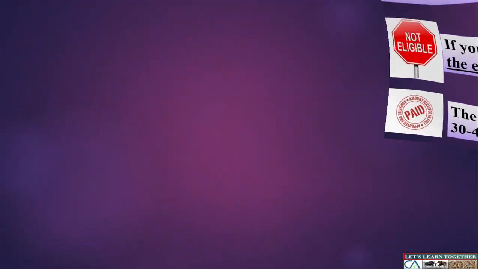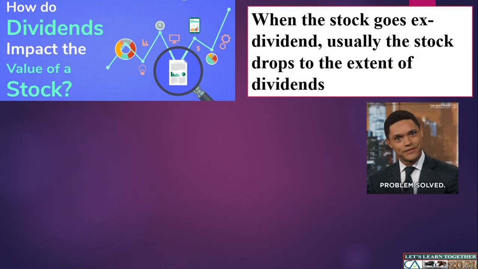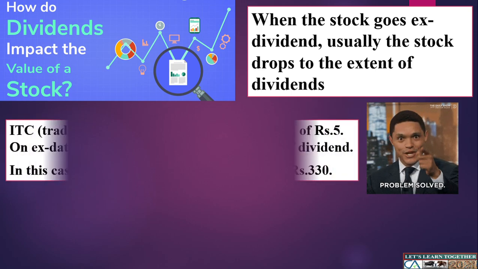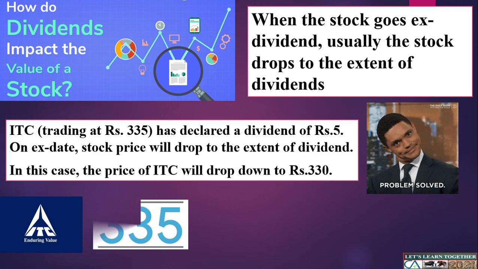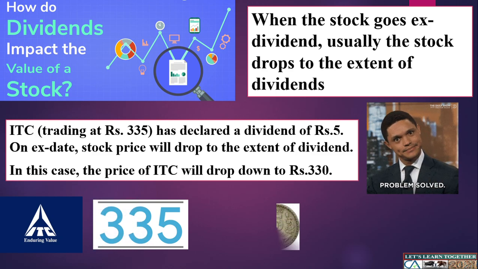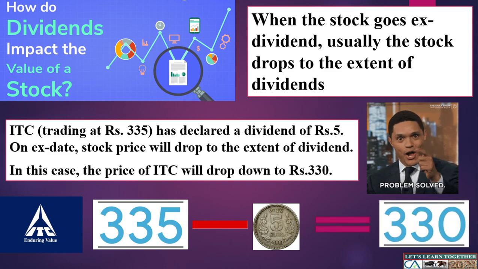The last thing to discuss is the impact on share price. Let me give you an example to explain in a better manner. If ITC is trading at a price of 335 and has declared a dividend of 5 rupees, on the ex-date the stock price will drop to the extent of the dividend paid. That is, in this case, the price of ITC will drop down to 330.